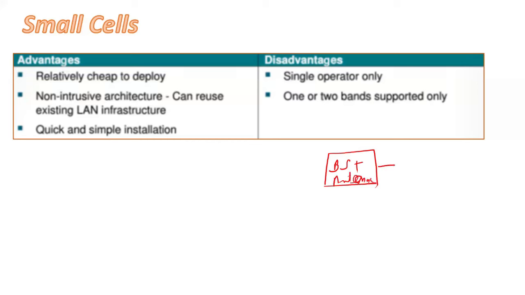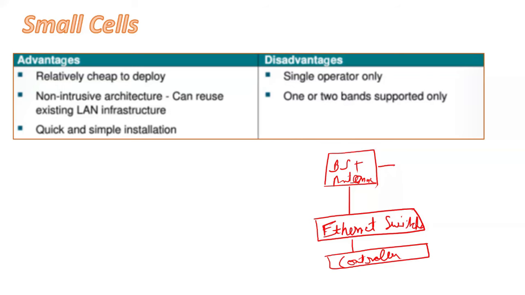It is a bit like an access point in Wi-Fi. And every small cell has its own capacity, but it will interfere with all other cells. They are connected to the Ethernet switches, and the switches are connected to a controller. So the controller takes care of the connection to the core network of the operator. And then there is a backhaul, and then it is connected to the core network. So this is the high level architecture of a small cell, right?